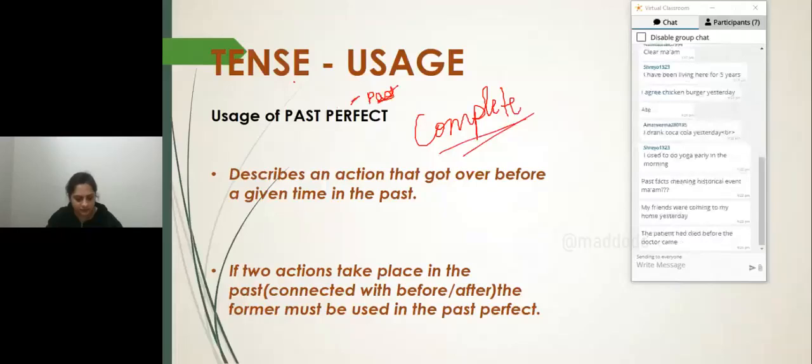Past perfect example. Past perfect, had plus V3. Now we saw the pattern, had plus V3. Tell me.